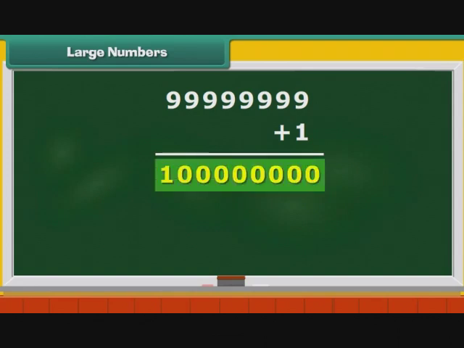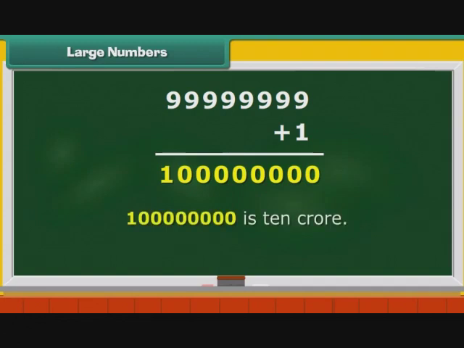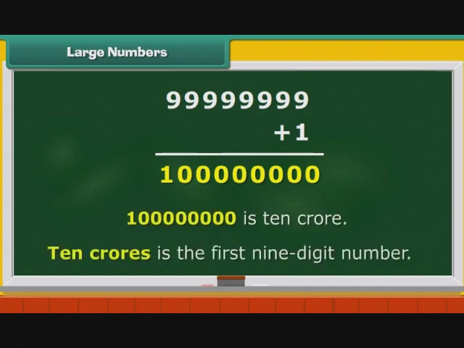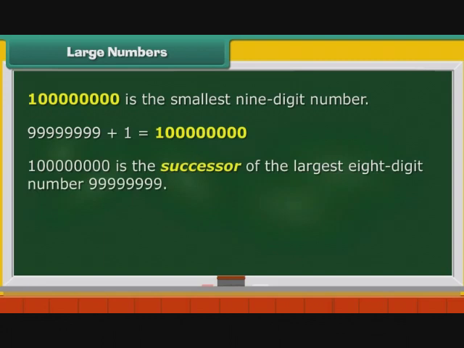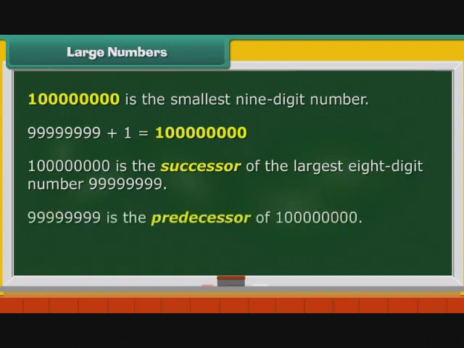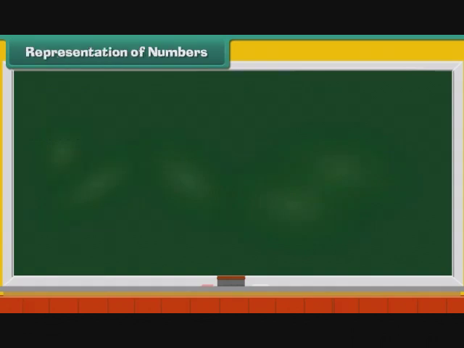This number is known as 10 crores. It is the first 9-digit number. 10 crores is the smallest 9-digit number. It is 1 more than the largest 8-digit number. Therefore, 10 crores is the successor of the largest 8-digit number. In other words, the largest 8-digit number is the predecessor of the smallest 9-digit number.